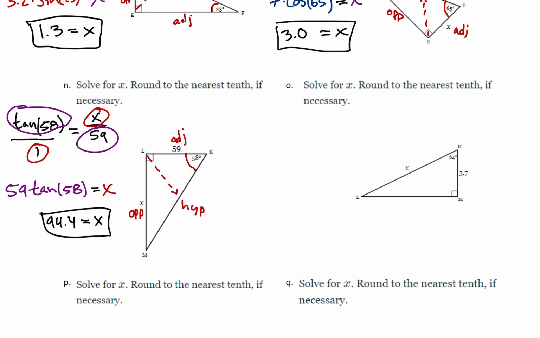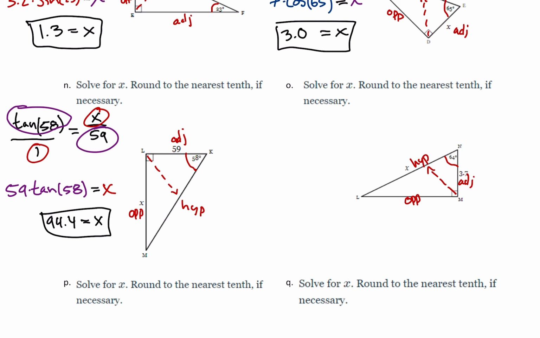Okay, let's do one more example. Example O. First step, identify our angle. Second step, label our sides. This is our hypotenuse. Our adjacent is always touching our angle, and our opposite is what's left.